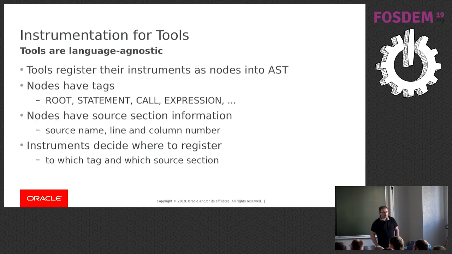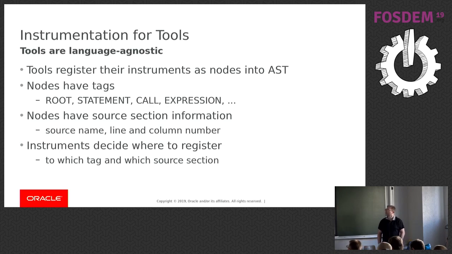The important thing for GraalVM tools is that they are language agnostic. They attach to the Truffle AST and they should not care about the particular language that the node came from. How does it find out where it should attach, or what the nodes are about, when it cannot see the language? Nodes have tags. When a node represents a function, it's tagged with a root tag. When the node represents a statement in the language, we have a statement tag for that.